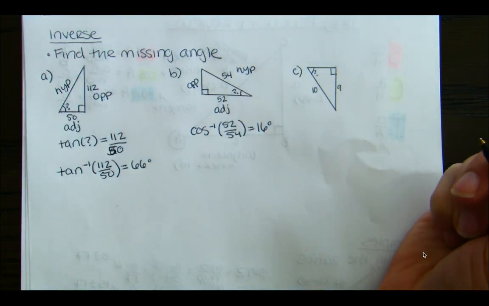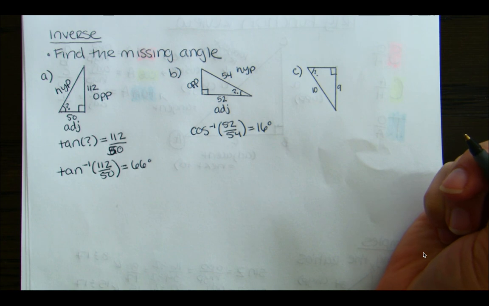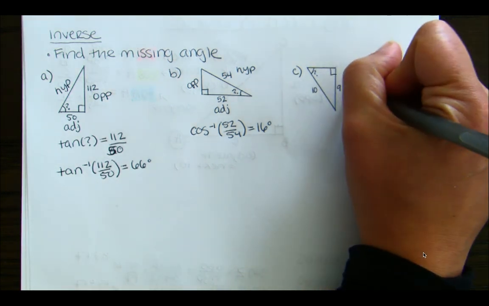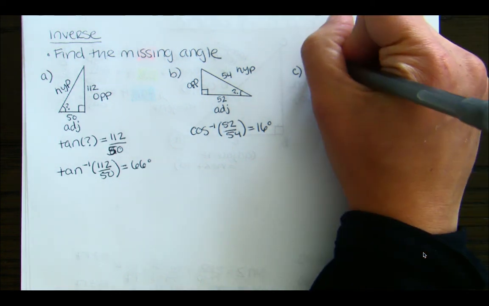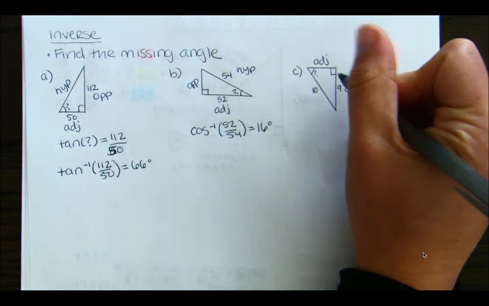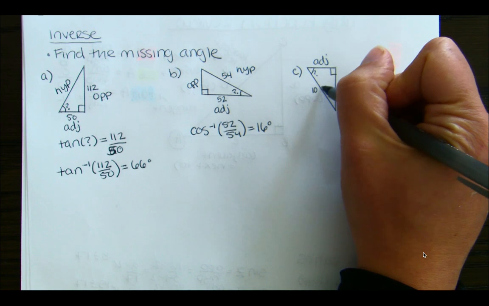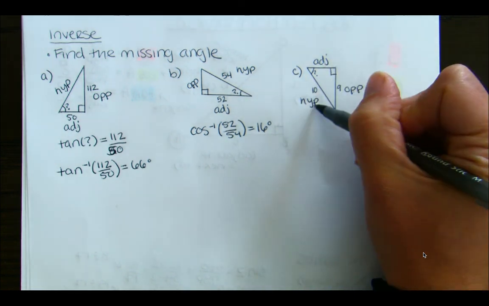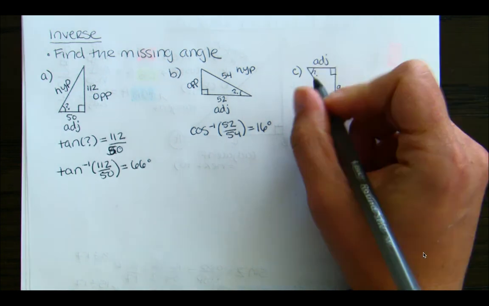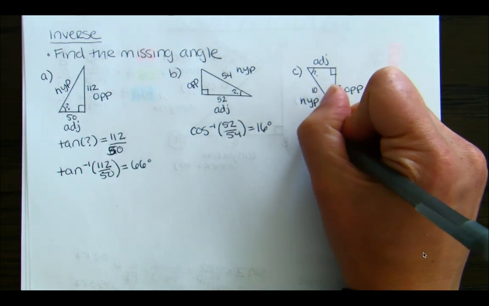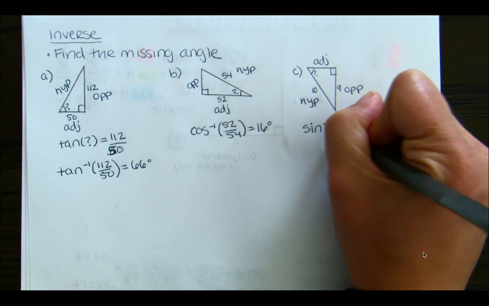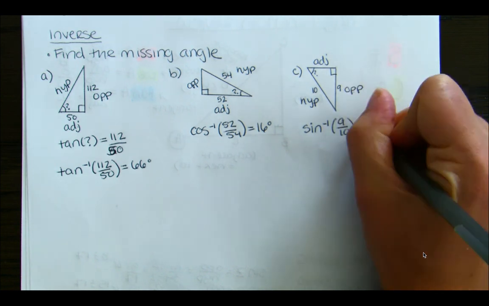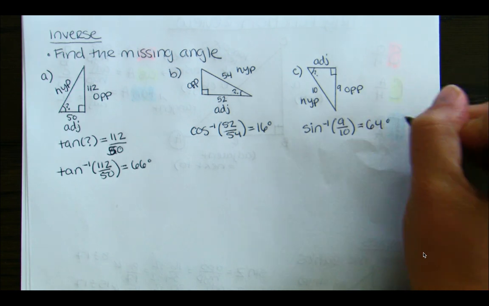And for our last one, we're going to do the same thing. We're going to label our opposite from our angle. We're going to label our adjacent, which is next to it, and our hypotenuse, which is across from our 90 degrees. Notice we have opposite over hypotenuse, which means that we are going to use sine. So sine inverse of opposite over hypotenuse in our calculator will get us 64 degrees.